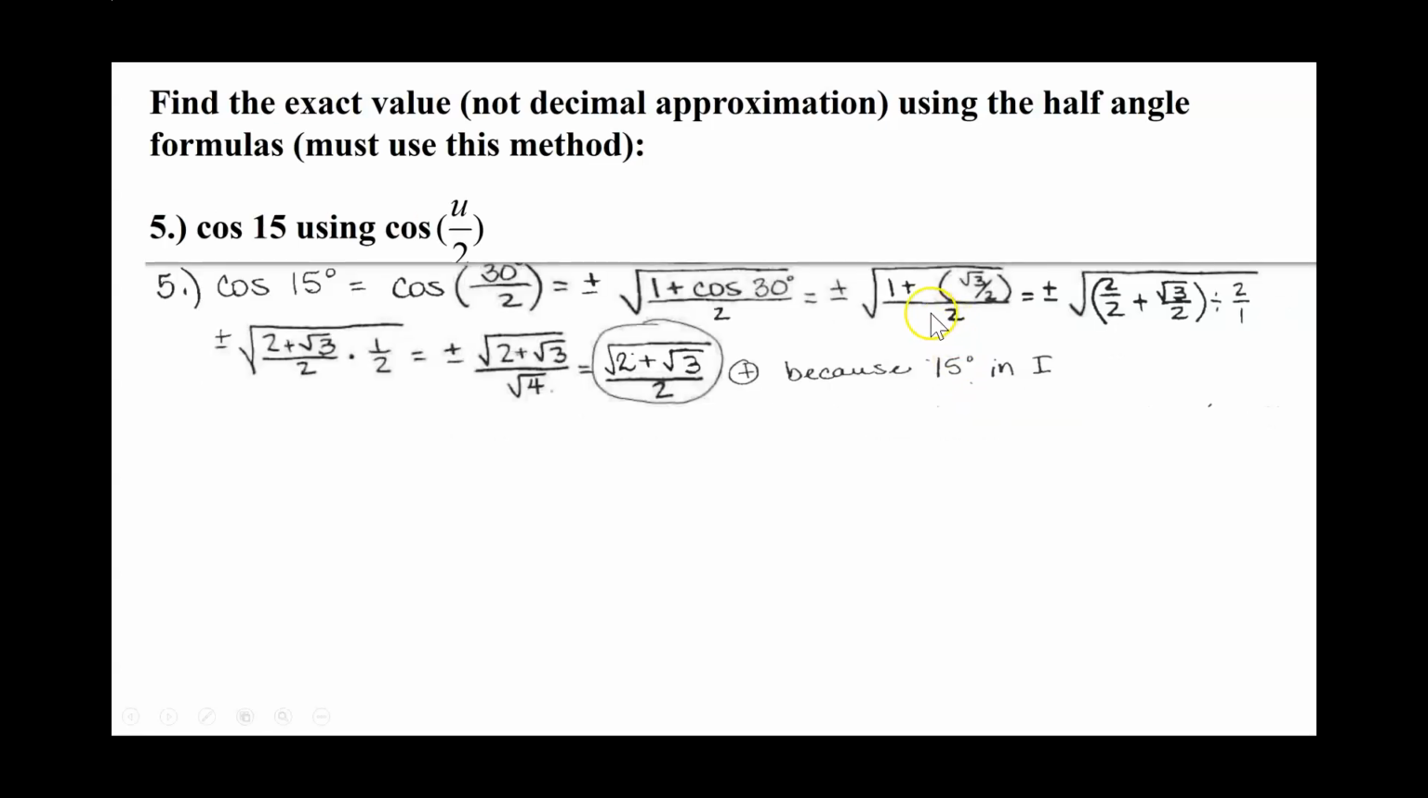So again, just some algebraic simplification. I'm going to rewrite my 1 as 2 over 2. And so I'm going to have 2 plus the square root of 3 all over 2. 2 plus the square root of 3 over 2. And dividing by 2 is the same thing as multiplying by 1/2. So again, here's our numerator and denominator. Square root of 4 is just 2, so I don't have a radical in the denominator. And because cosine of 15 is in the first quadrant, everything's positive there, so that would be a positive.